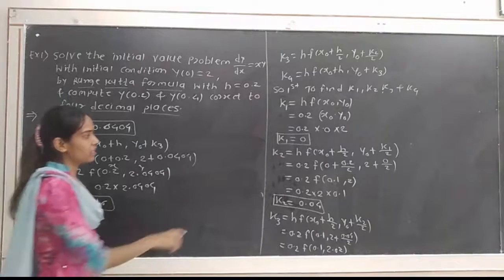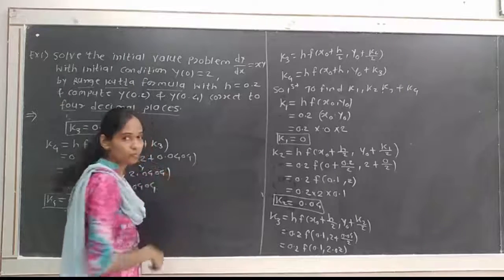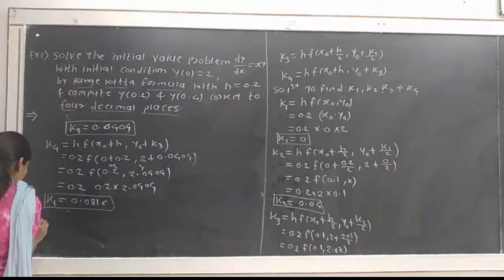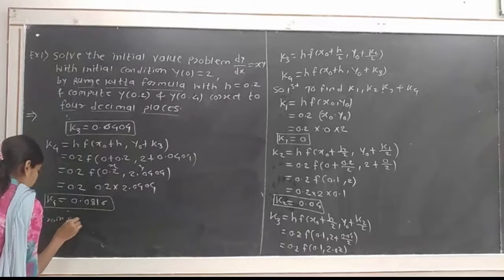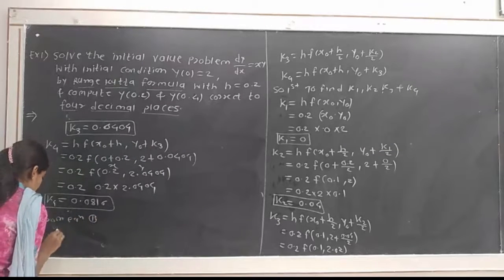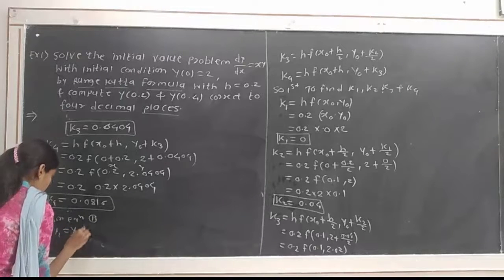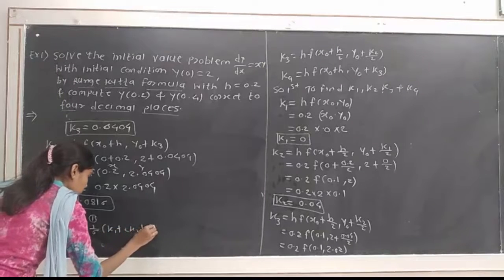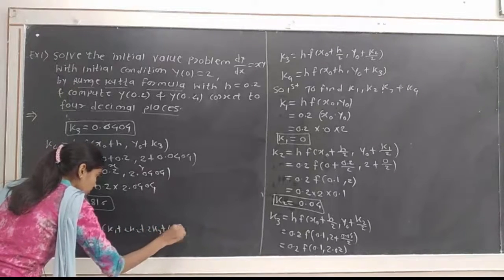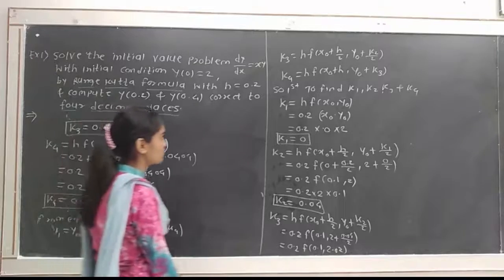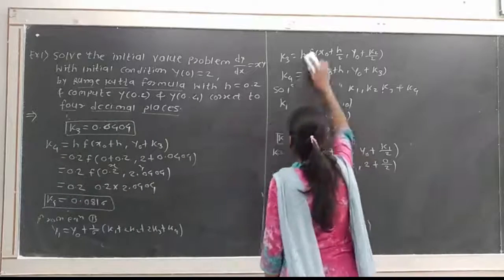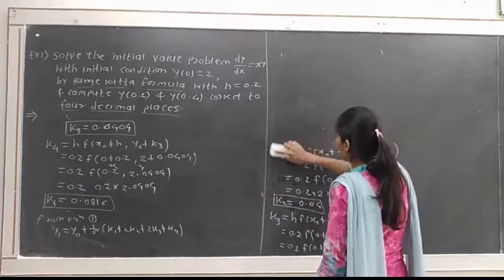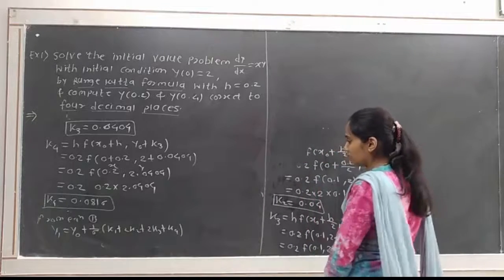So here we find the values of k1, k2, k3, k4 first and then we use the RK4 method formula. From equation number 1, using the formula, we get y1 equal to y0 plus 1 by 6 in brackets k1 plus 2k2 plus 2k3 plus k4. Simply we put in the values to get the value of y1, and y1 means the value of y of 0.1.